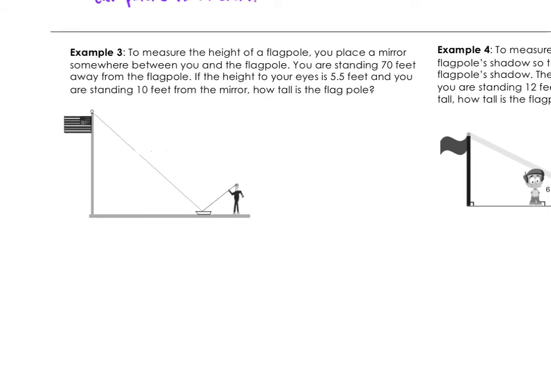It says to measure the height of a flagpole, you place a mirror somewhere between you and the flagpole. So here's the mirror. You are standing 70 feet from the flagpole. So if this is where you're standing, you are 70 feet away. The height to your eyes is 5.5 feet. So this is 5.5. And you are standing 10 feet from the mirror. So this distance right here is 10 feet. We want to know how tall is the flagpole.